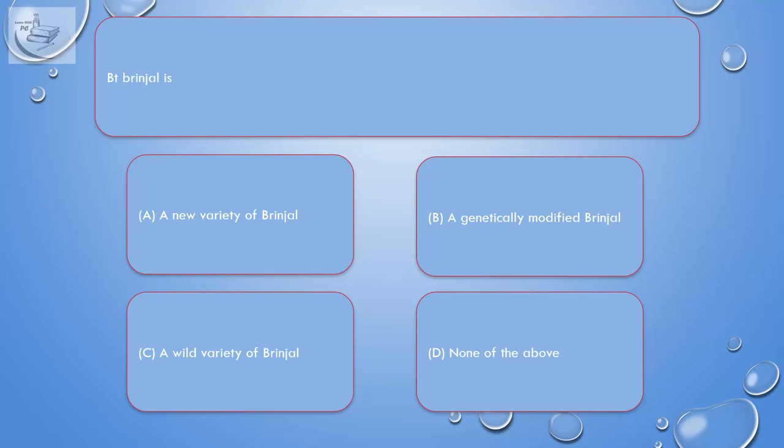Question: BT brinjal is A. a new variety of brinjal, B. a genetically modified brinjal, C. a wild variety of brinjal, D. none of the above. Correct answer is B. a genetically modified brinjal.